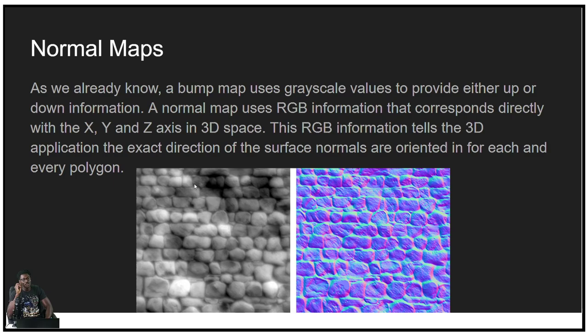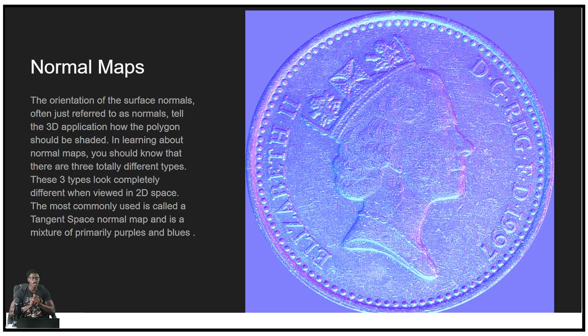As we already know, a bump map uses grayscale values to provide either up or down information. A normal map uses RGB information that corresponds directly with the X, Y, and Z axis in 3D space. This RGB information tells the 3D application the exact direction the surface normals are oriented in for each and every single polygon. The orientation of the surface normal, often just referred to as normals, tells the 3D application how the polygon should be shaded.